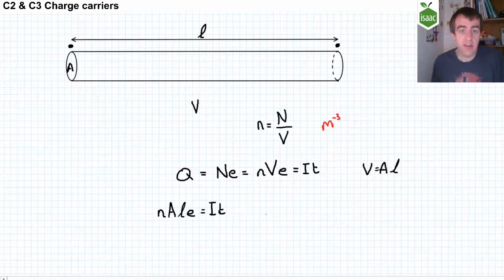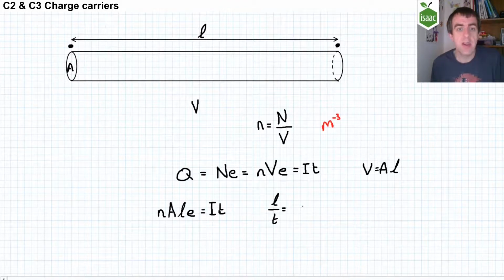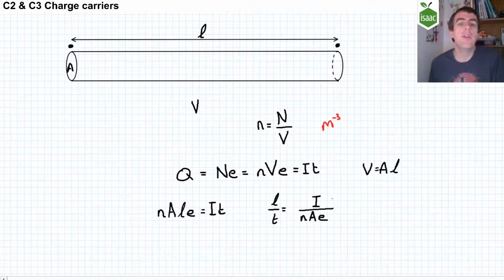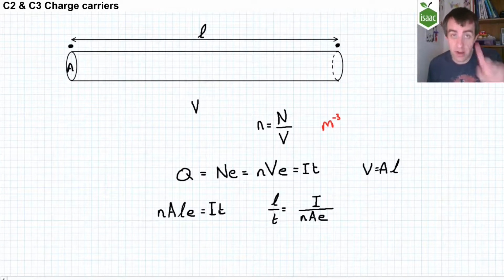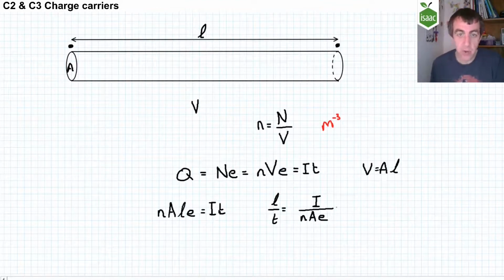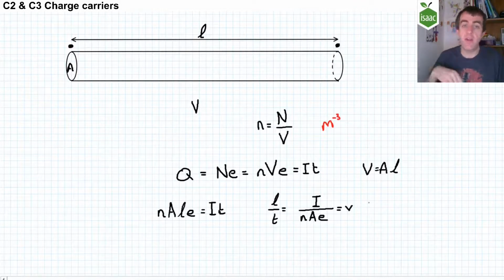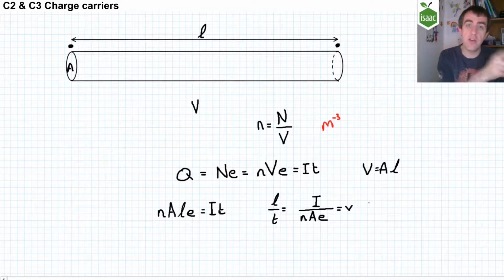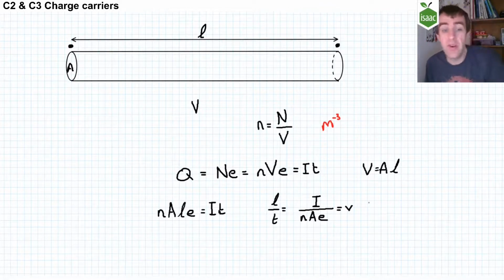And I can rearrange this a step further, and I can say that L divided by t, that's the total distance from one side of the wire to the other, divided by t, the time it takes for all of the charge to flow, is going to be equal to the current divided by the electron density, the free electron density, divided by the cross-sectional area, and divided by the charge on each electron. Now we call that the drift velocity. That is the average speed that an electron will drift from one side of that wire to the other. And it's not very big at all.